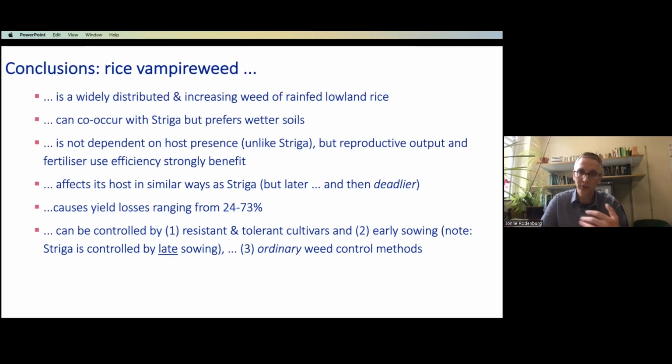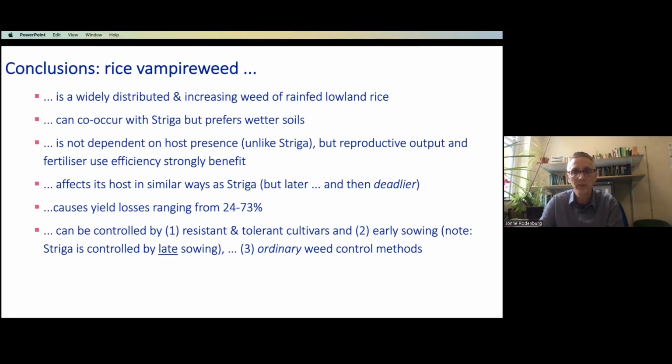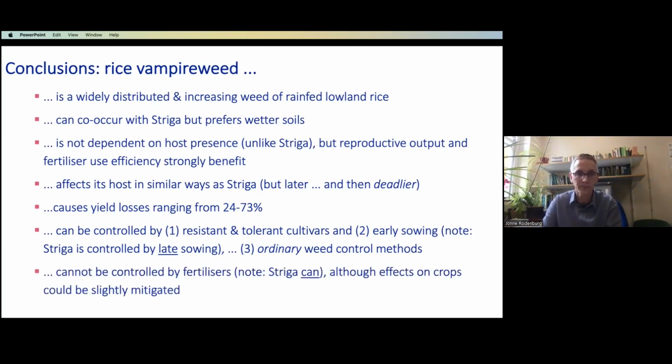They can be controlled by resistant and tolerant rice varieties. They can be controlled by earlier sowing. As a sideline, Striga is controlled by late sowing, so there is again a different response here. But also, Rhamphicarpa could be controlled by ordinary weed control methods. And you actually have quite a window of opportunity there, because there is a delay in when they start to parasitize the crop. That is the period where you can ideally control the weed.